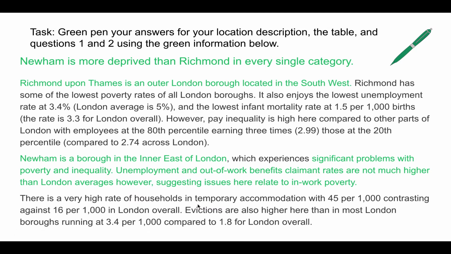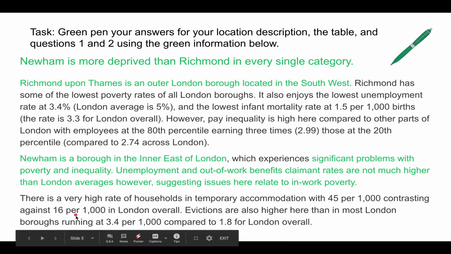Okay, so there is a very high rate of households in temporary accommodation, with 45 per thousand, contrasting, big difference here, with 16 per thousand in London overall, okay? Evictions are also higher. Does everybody know what an eviction is? What does it mean if you get evicted from your home?